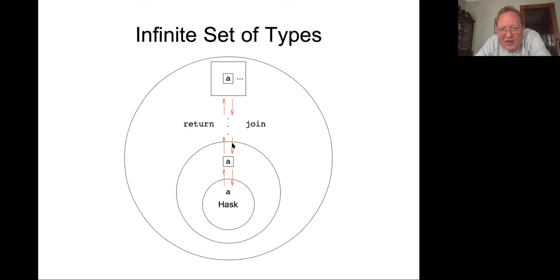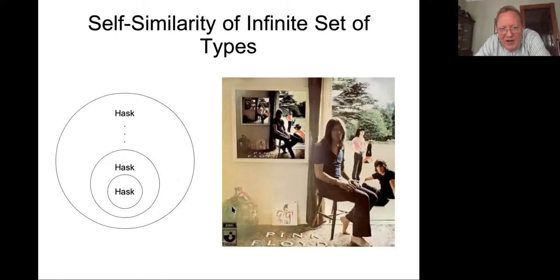And I like this slide, but I won't dwell on it. This just shows that the category Hask is actually an infinite set which contains itself. And it's got self-similarity, like this Pink Floyd album cover. And it's too early in the morning over here for Pink Floyd. But anyway, Hask is an infinite self-similar set.